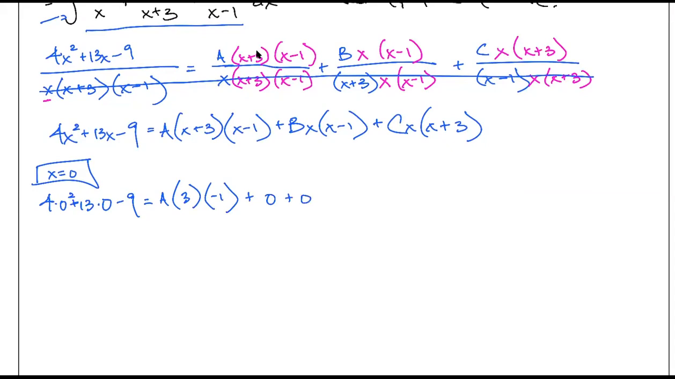So by choosing the number 0, what we actually ended up with is an equation that says negative 9 equals negative 3a. And when we solve that, we get a equals 3. Okay?